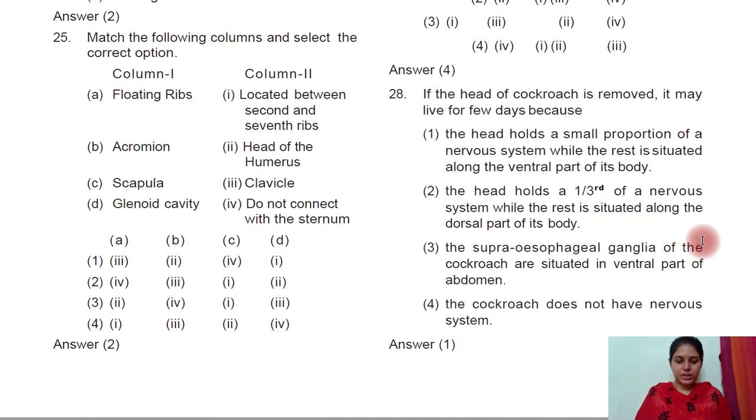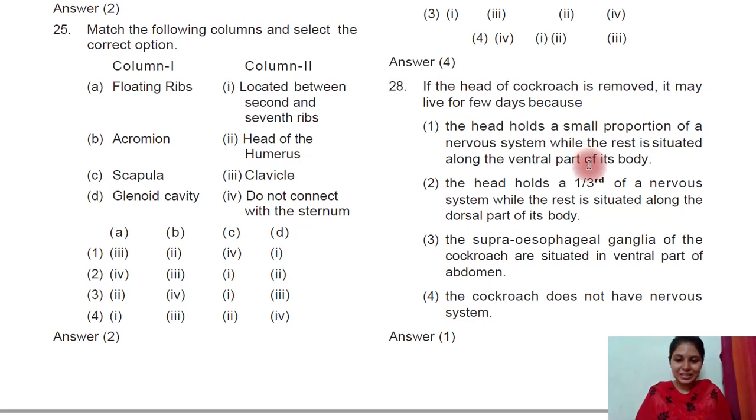This is a very tricky question. Look at the application oriented question. We have studied that more than the head, the body surface of the cockroach has a lot of the nervous system, right? But look at the question. If the head of cockroach is removed, it may live for a few days. Why? It is because the head has a smaller proportion of the nervous system, while the rest of the body, the ventral part of the body, has a lot of nervous system, whereas only the starting part of the nervous system is present in its brain, the head region.